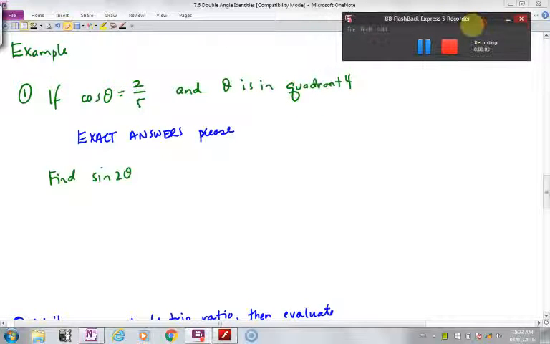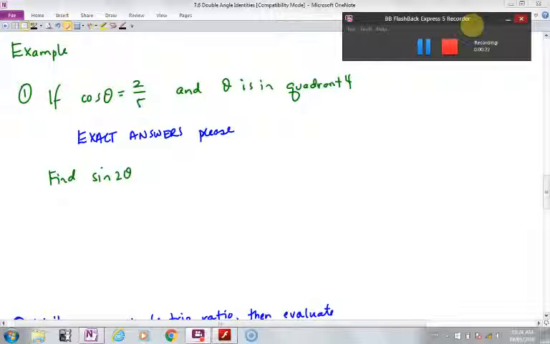Okay, we're going to look at 4 examples today, and the first example is up here. So I'm telling you that cosine theta is 2/5. I'm also telling you that theta is in quadrant 4, and your job is to find the exact value of sine 2 theta. Okay?